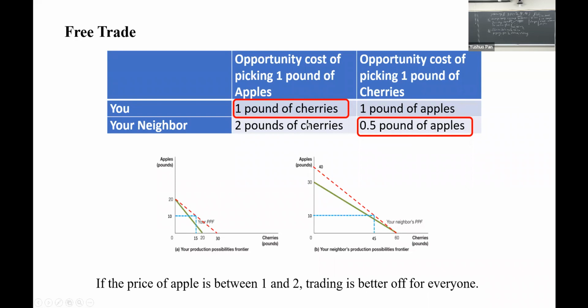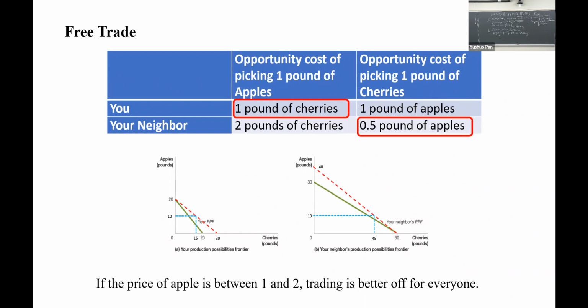In that way, you should use all of your time to pick apples, and your neighbor should use all of his or her time to pick cherries. If you use all of your time to pick apples, that's 20 pounds. Your neighbor only picks cherries, 60 pounds. At this moment, the price of apples for you is 1 cherry per apple, right? And the price of apple for your neighbor should be 2 cherries per apple, because 60 over 30, which means the trade price is between 1 and 2.